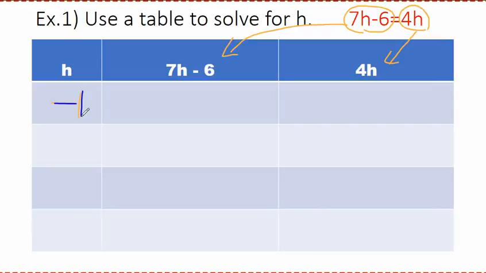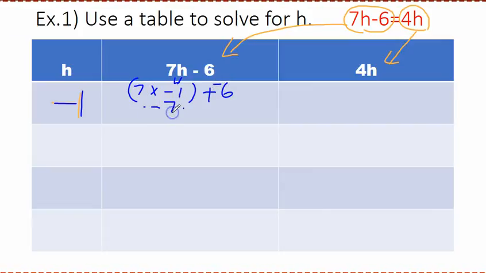What we do is, this is 7 times h. Wherever we see h, we put -1. So 7 times -1, minus 6, and make sure you follow the order of operations. Of course this is plus -6 if you wish. So 7 times -1 is -7. -7 plus -6 is -13.